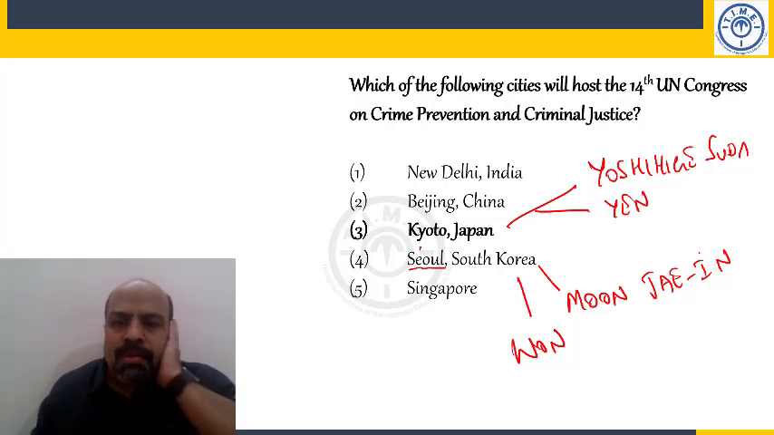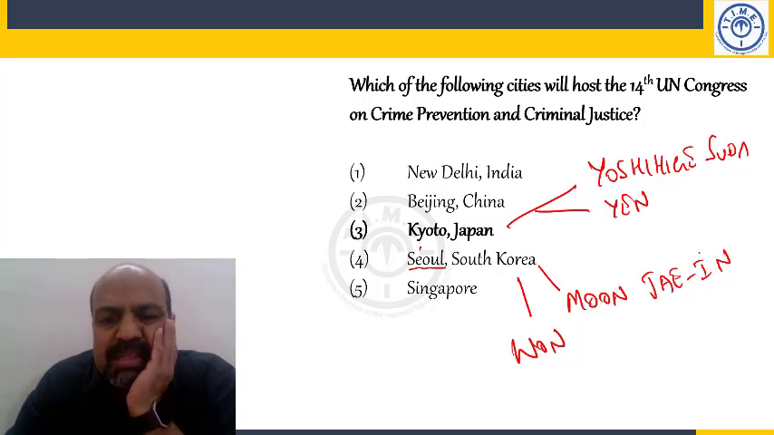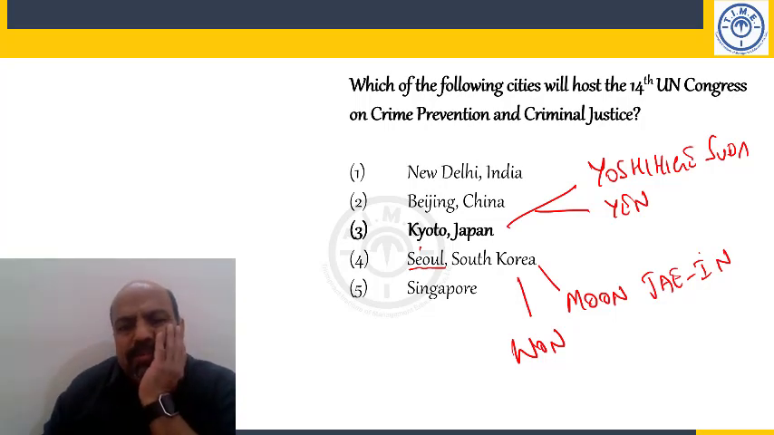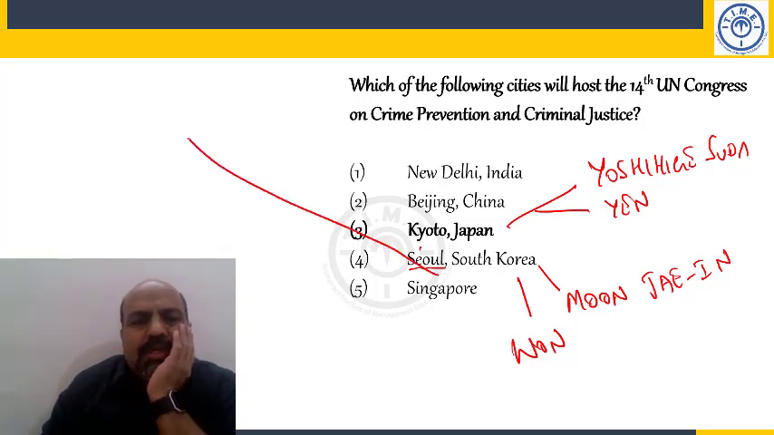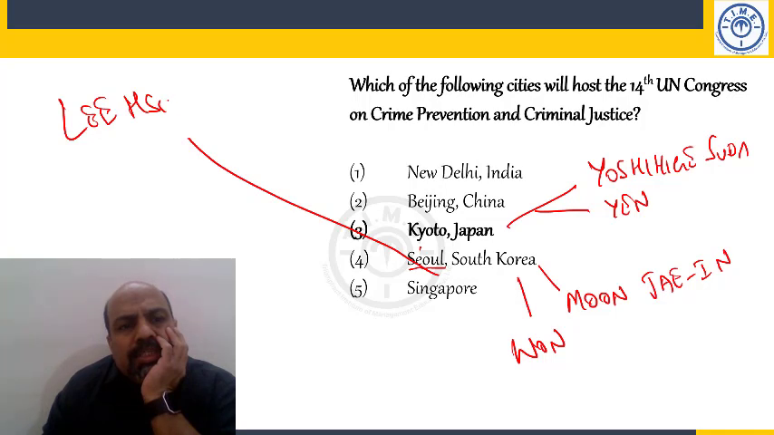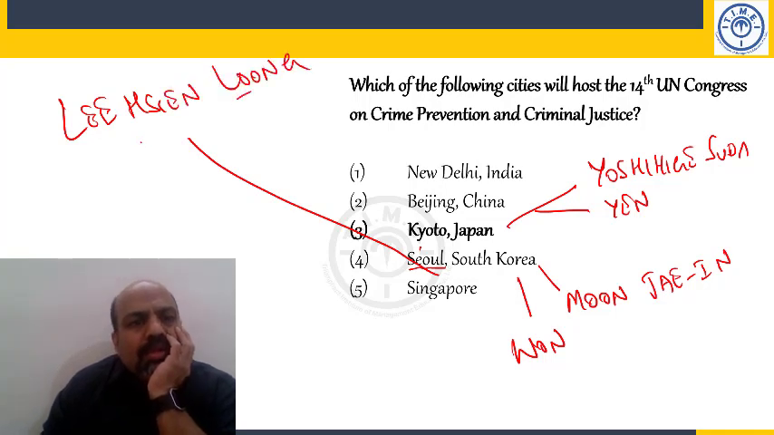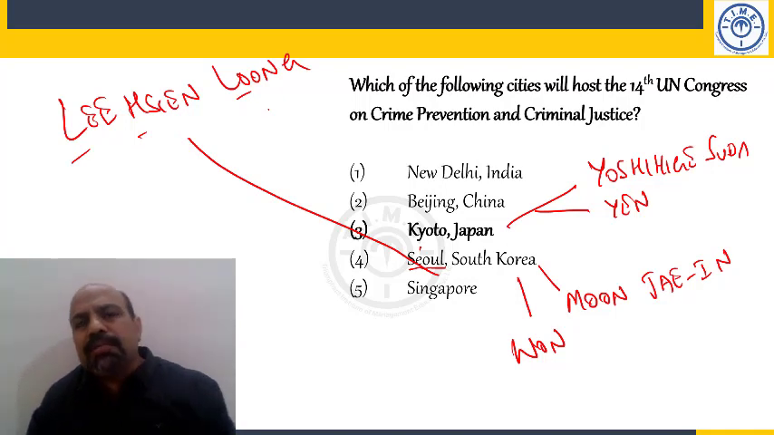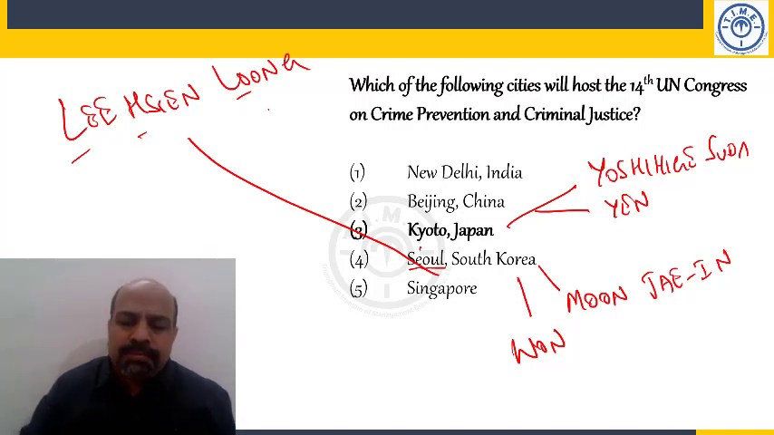Okay, I think that's about it. Let's write Singapore. Singapore's capital, of course, is Singapore City. The Prime Minister is Lee Hsien Loong, LHL.